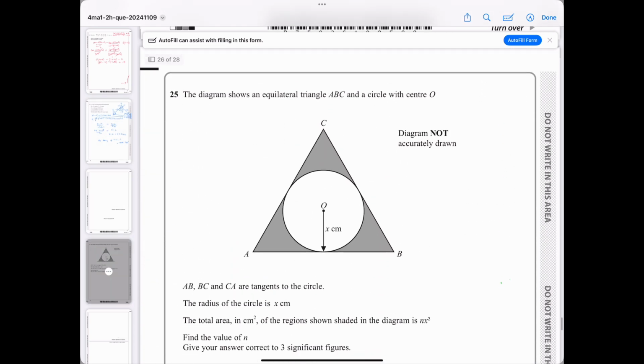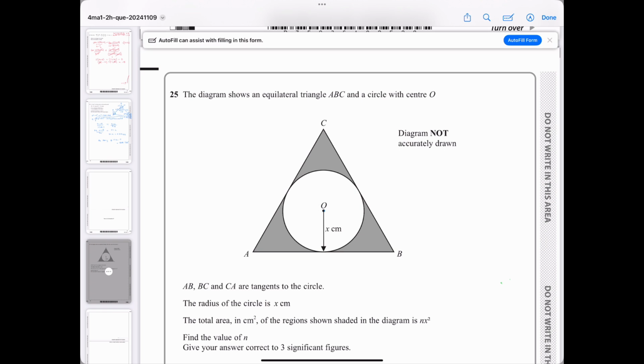This shows an equilateral triangle, ABC, with a circle with centre O. So they're all tangents to the circle. The radius of the circle is x, and the total area in centimetres squared of the regions shown is nx squared. Find the value of n and give your answer to 3 significant figures. Now this isn't that easy, but there is something you can do.